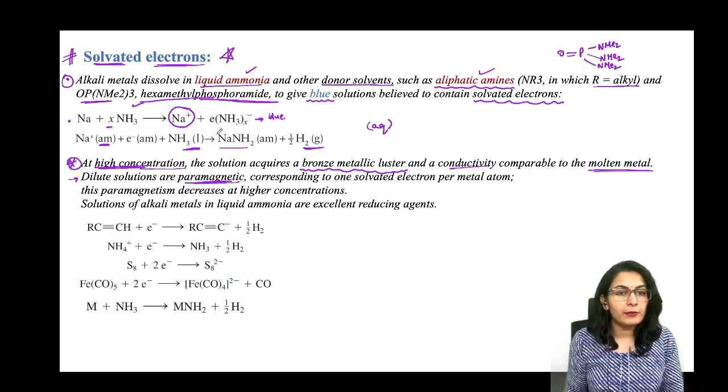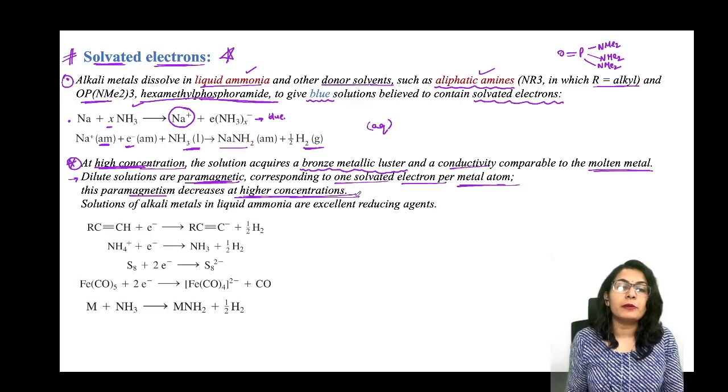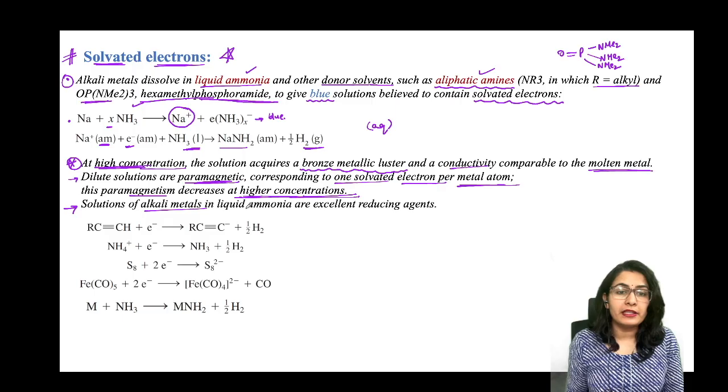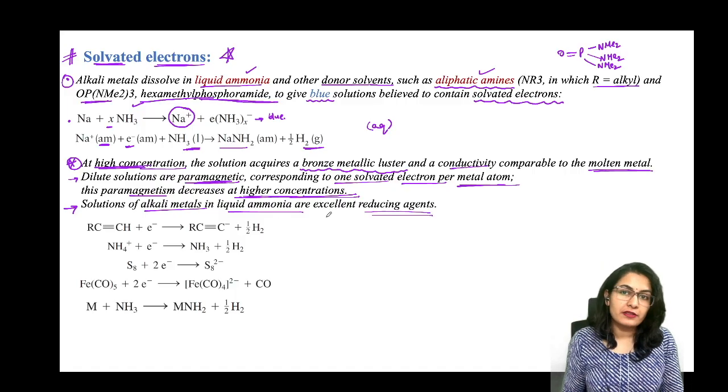Why paramagnetic? Because there is a free electron. So that's why, because of these electrons, it is paramagnetic, corresponding to one solvated electron per metal atom. This paramagnetism decreases at higher concentrations. Why? Because at higher concentration, they are going to be behaving as a conductor. Alright. Now, solutions of alkali metal in liquid ammonia are excellent reducing agents. They are used both in organic and inorganic chemistry for reduction.